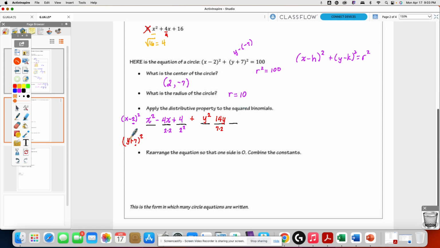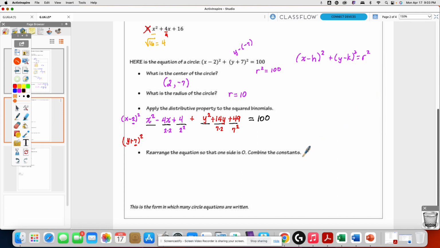Now, since this is plus 7, this should also be plus. Okay, and then for the last term, we take the 7 again and raise it to the second power. So 7 squared, or 7 times 7, gives us 49. So that's your y plus 7 squared. It's in red. And this is equal to 100. Okay?